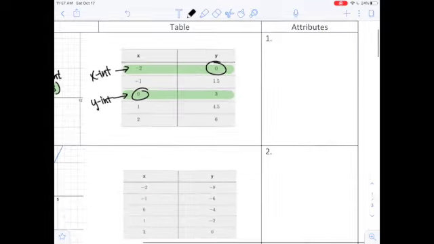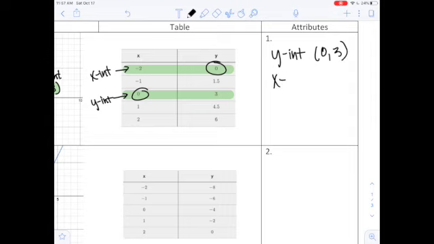So we can come over here and write that as our attributes. The y-intercept is our (0, 3). Your x-intercept is your (-2, 0). Now the last attribute we need to know from a table is going to be our slope. So let's go ahead and find our slope.